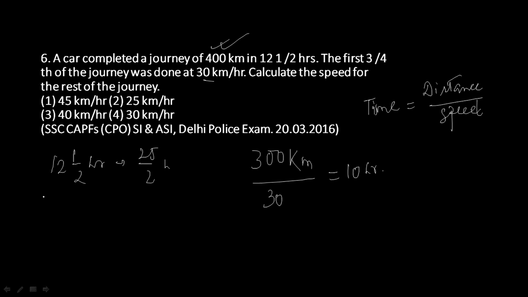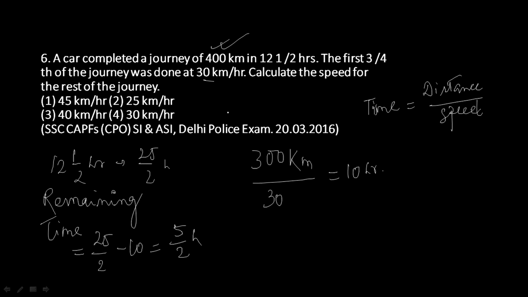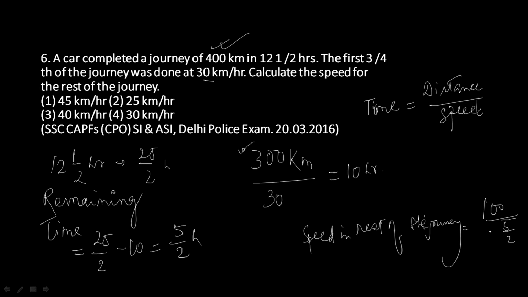So what's the remaining time? Remaining time is 25 by 2 minus 10 hours. So that means 5 by 2 hours. Clear? So in this 5 by 2 hours, he has completed a 100 km journey because he has already completed 300 km. So the requirement is to calculate the speed of the rest of the journey. So speed in the rest of the journey is 100 upon 5 by 2, which means 100 into 2 by 5 equals 40. 40 is the right answer.